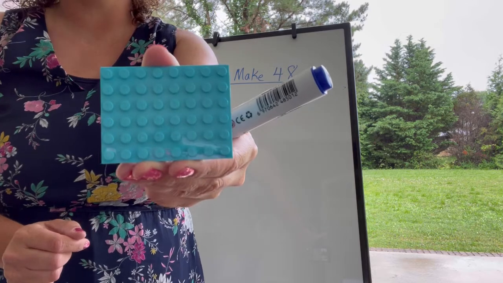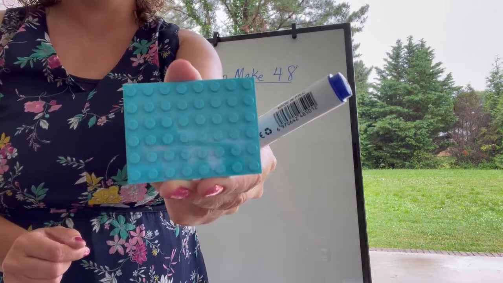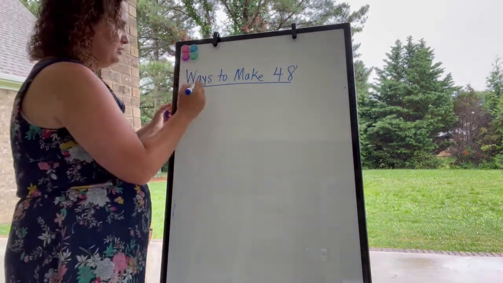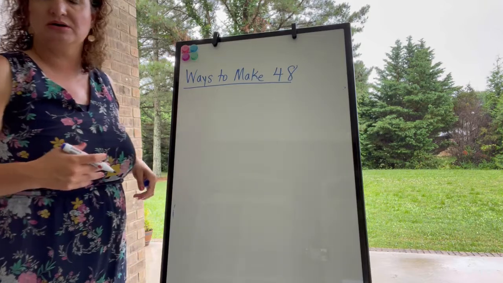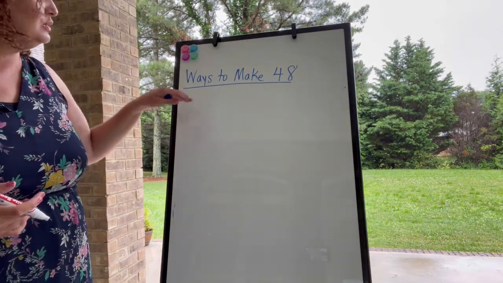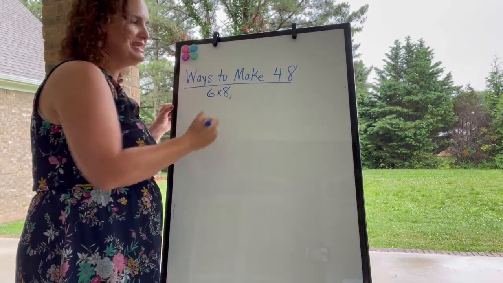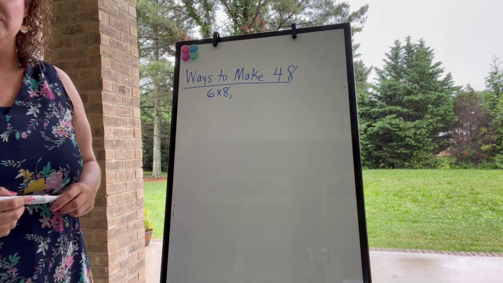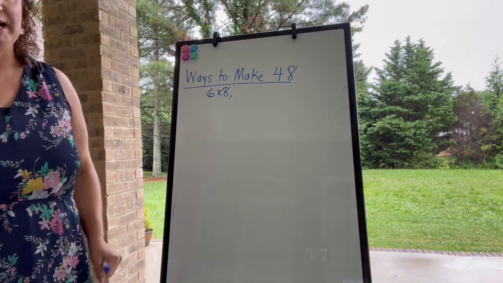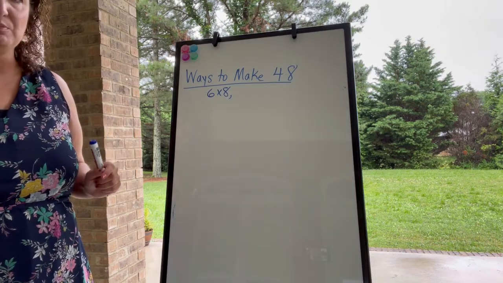All right, so we just looked at an array, one way to represent 48. And we said that 6 rows of 8 equals 48. And that's one way to make 48. So today what we're going to be doing, like we've done earlier this week, is we're going to be talking about some different ways to make 48. So I'm going to go ahead and put on our chart 6 times 8, because that's one way that we can make 48. Now, using your multiplication knowledge from 3rd grade, can you think of another way that you can represent and make 48?